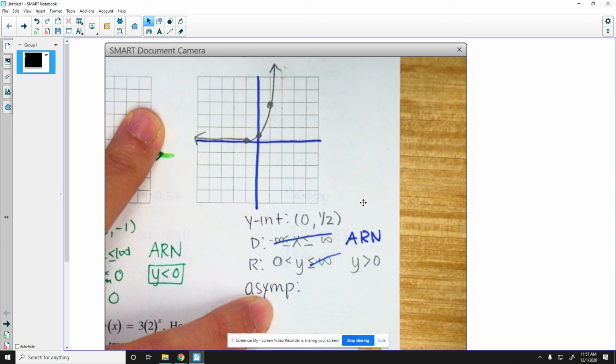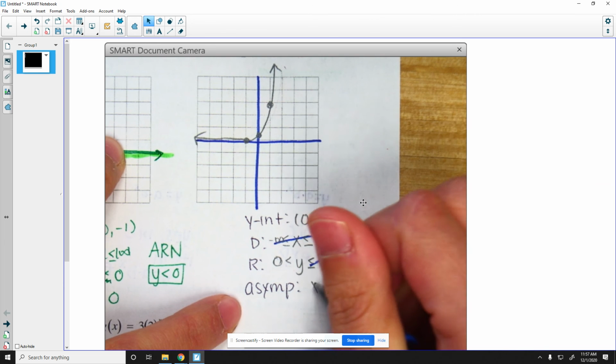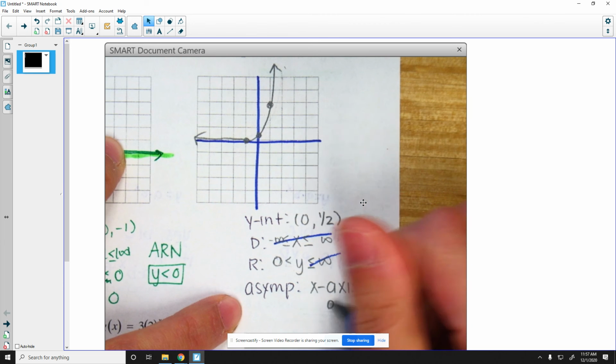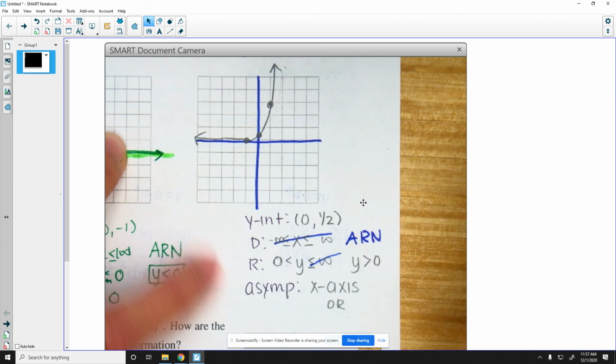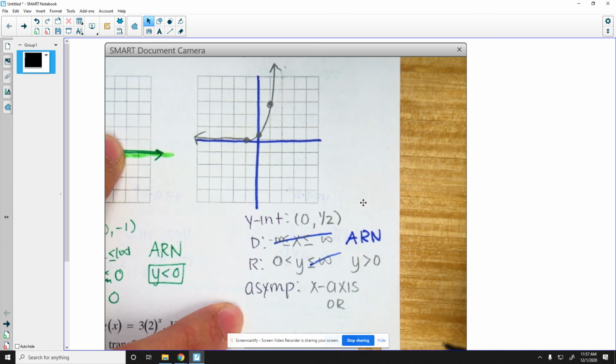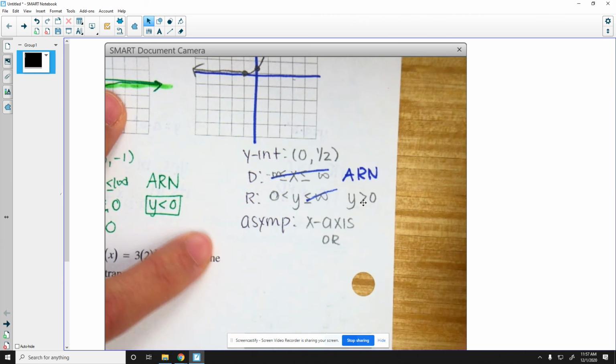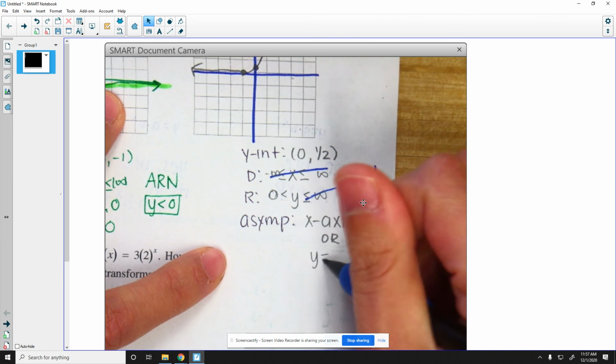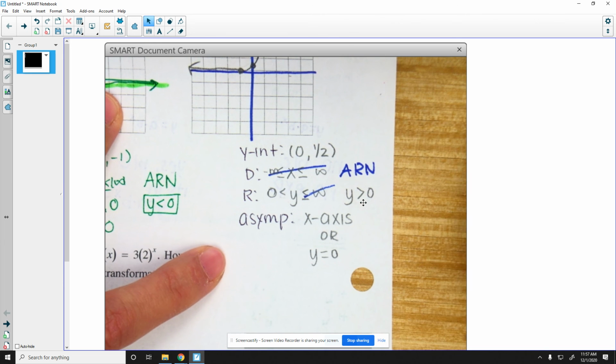All right, asymptote, someone online. What do we think? X-axis. Thank you. So you can write that your asymptote is the x-axis because it technically is the x-axis. Or you can be very specific and write y equals 0. Either one is fine. X-axis or y equals 0 is fine. It's true, it is the x-axis. I didn't think of that yet.